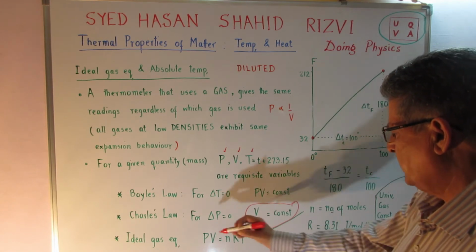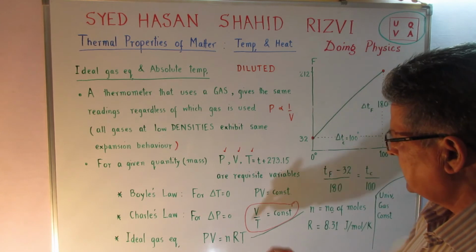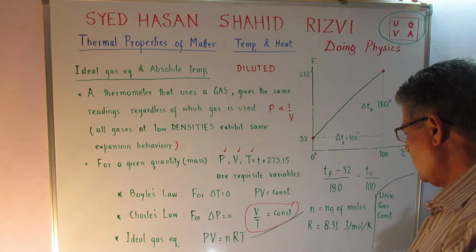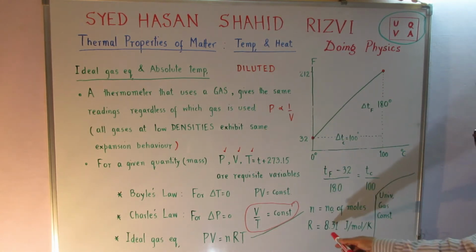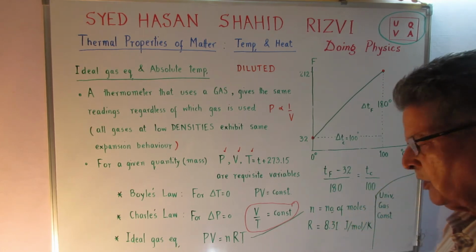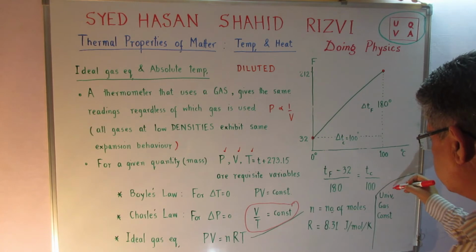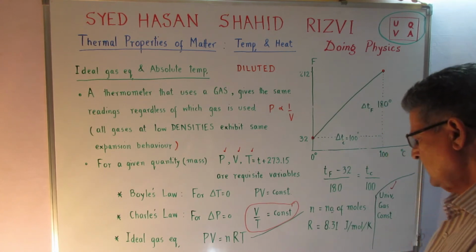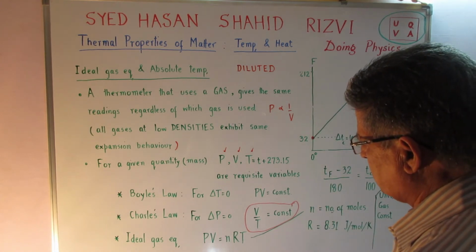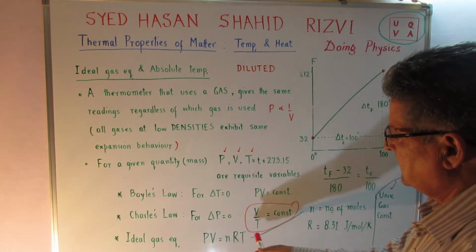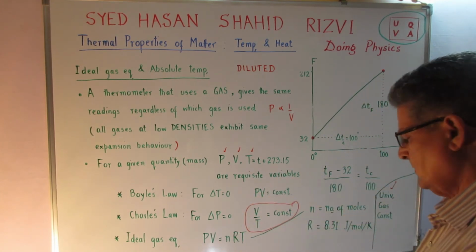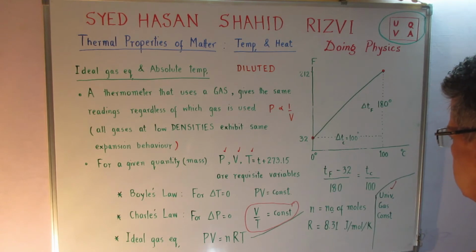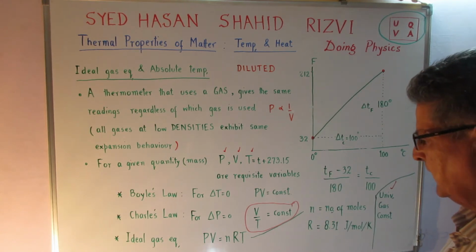PV is equal to nRT, or PV upon T is equal to nR. Here n is the number of moles in that given mass of gas, and R is the universal gas constant, which is equal to 8.31 joules per mole per Kelvin. It's universal in the same sense as capital G is the universal gravitational constant. Similarly, the ideal gas constant R in PV is equal to nRT has to be remembered: R is equal to 8.31 joules per mole per Kelvin.